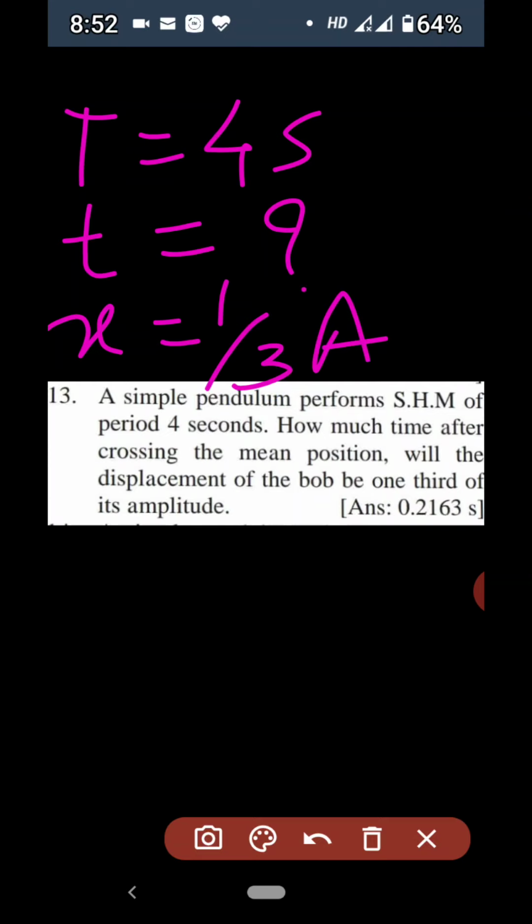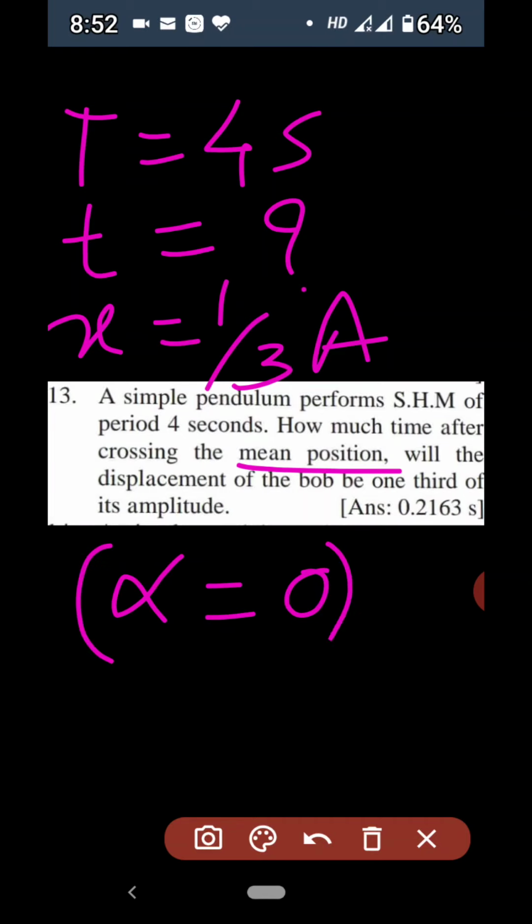So this is the given data, and the important thing is that when that particle crosses the mean position, we know that alpha is 0, means when it is at mean position, the initial phase epoch is 0. So let us see how to solve this numerical.